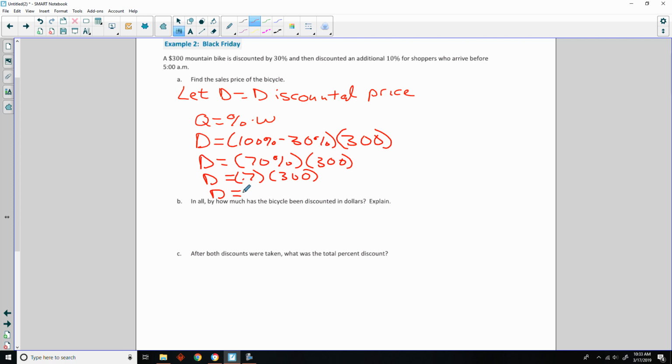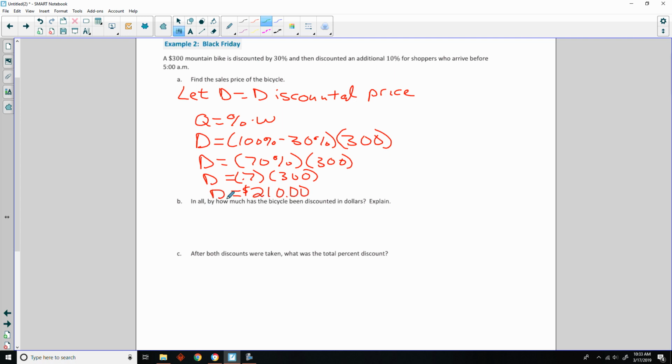So therefore our discounted price is 0.7 times 300. 7 times 3 is 21. Carry the 2 zeros and I have a decimal place of 1. So I move it to the 1 and then I just add a 0 because it's money. And the discounted price will be $210. So if we get a 30% discount on $300, we're going to pay $210 for the bike.